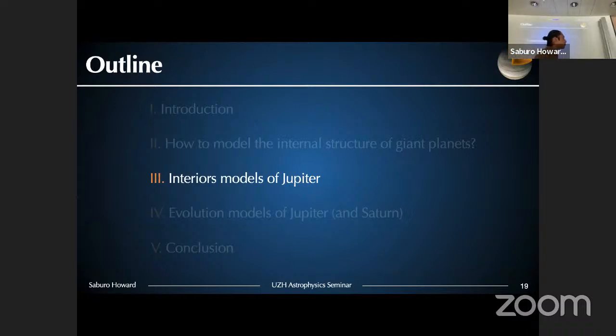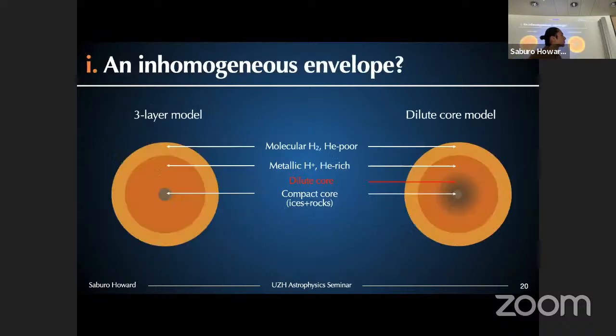So now I'm going to present you some results of interior models of Jupiter, which are based on this Juno data. And so I divided this section in 3 parts, 3 questions, let's say. And so the first question that we wanted to assess is: is the envelope of Jupiter homogeneous or inhomogeneous? And by inhomogeneous, I mean that the mass fraction of heavy elements in the outer envelope is different from the one in the inner envelope.